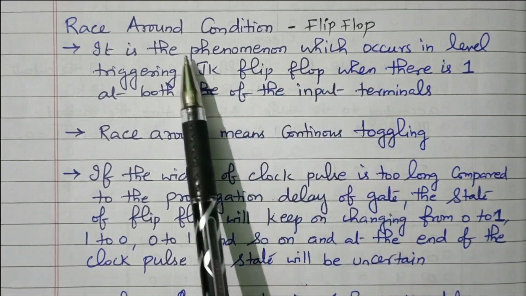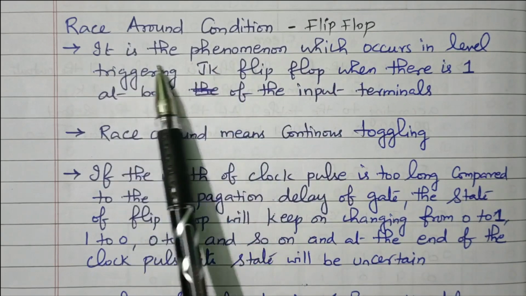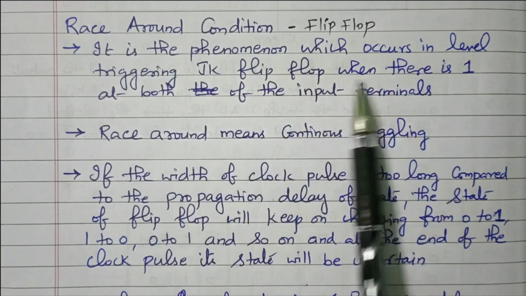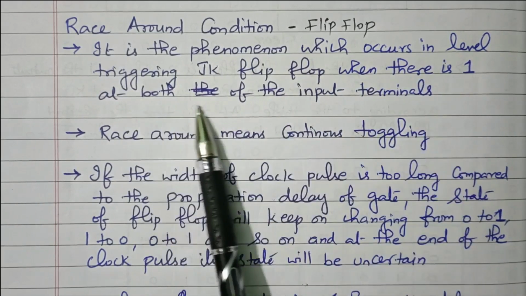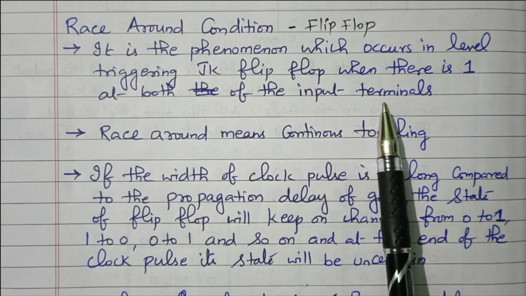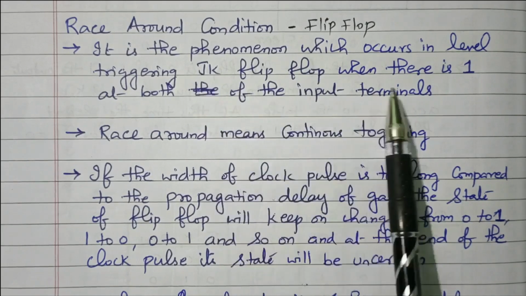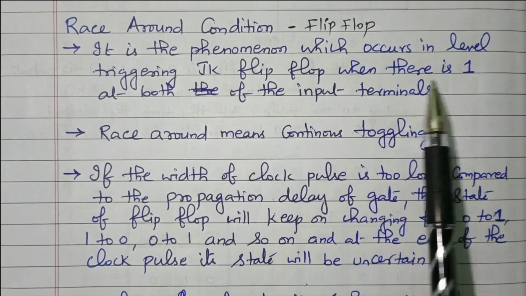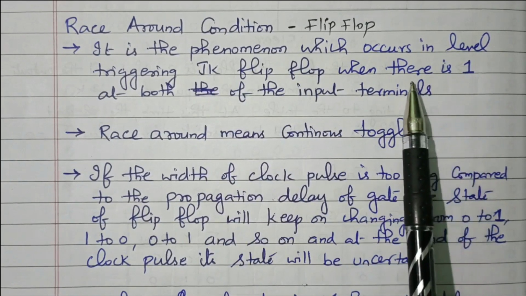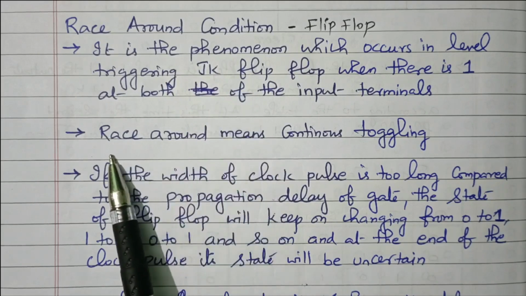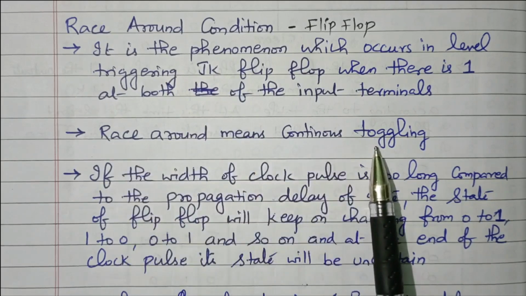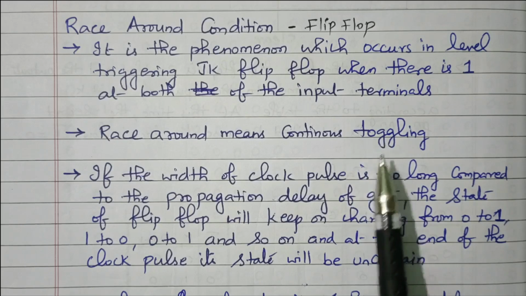So in this, what is the race around condition? It is the phenomenon which occurs in level triggering JK flip-flop when there is a 1 at both the input terminals. For example, in JK flip-flop, the J value as well as K value is 1. Both are 1. In that case, the race around condition exists. What is that race around condition? Race around means continuous toggling. The output will toggle from 0 to 1, 1 to 0. It is continuously toggling.